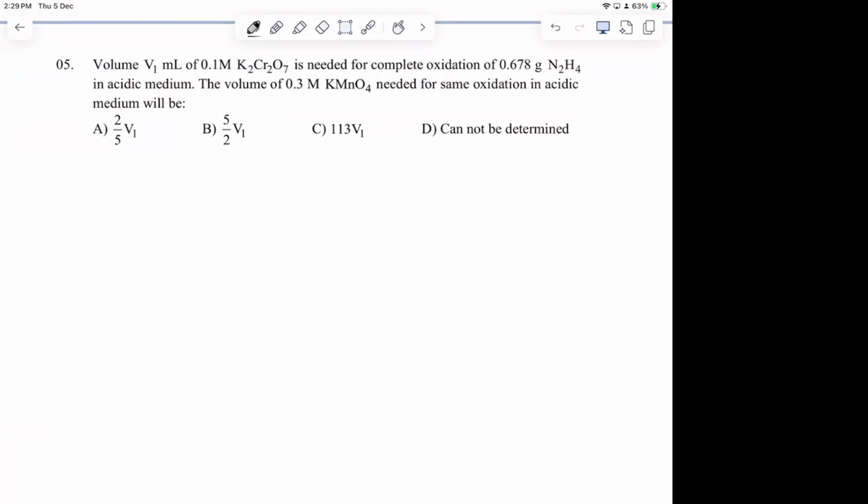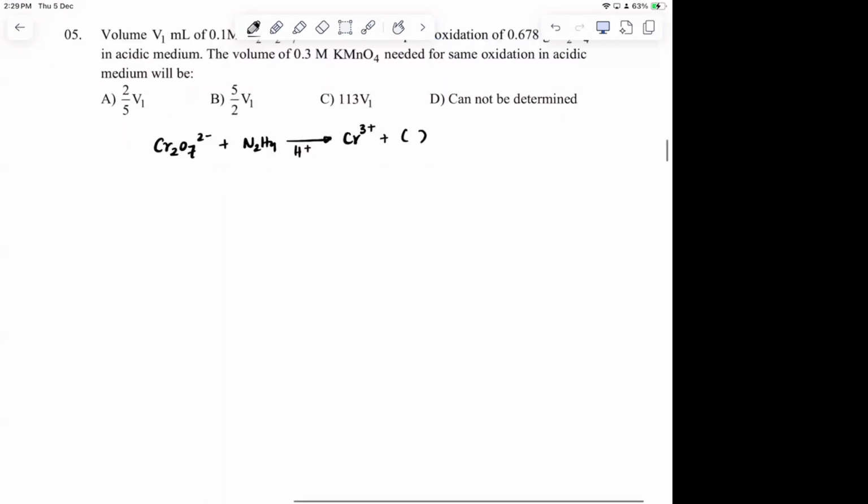Okay. So therefore, imagine like this: Cr2O7 2 minus plus N2H4 must be giving Cr plus 3, because this is usually in acidic medium, and nitrogen is getting oxidized to something. We are not sure about it, but usually it always happens to be N2. Okay, but sometimes it might be given as NH2OH or something. So check this is happening.